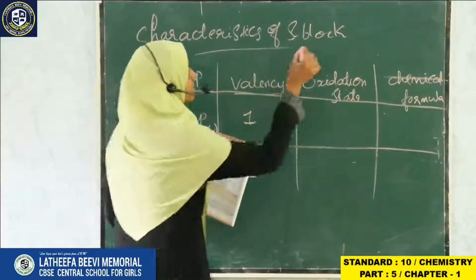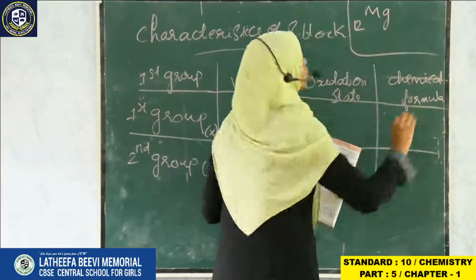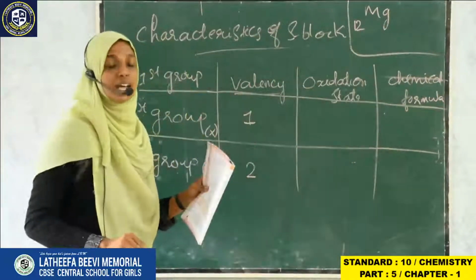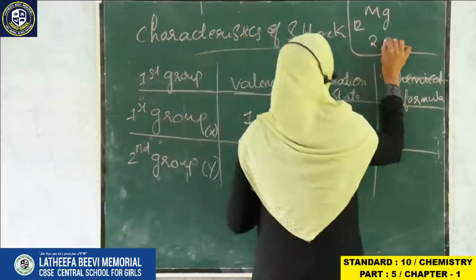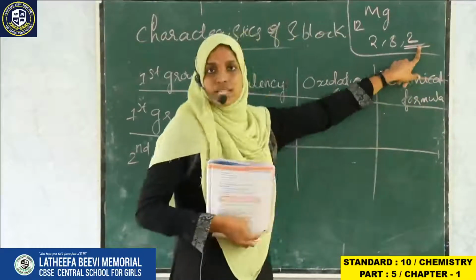So we can check the second group, magnesium. Magnesium is a second group element. What is the electronic configuration? 2, 8, 2. So it releases 2 electrons.